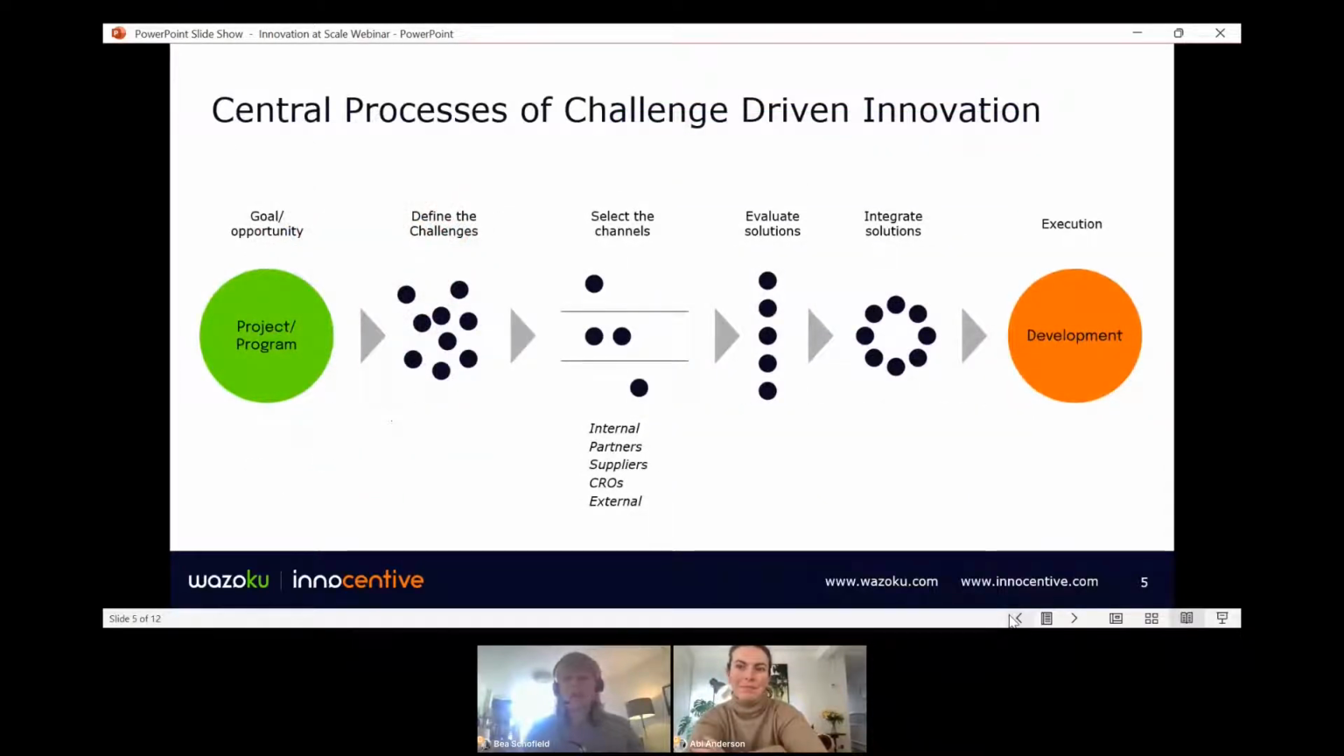And we'll just take you through the process of this, but every time we are running a challenge, it's following exactly the same process, starting off with a specific program, a goal or opportunity aligned to what your organization is trying to do, and breaking that down into specific challenges. So rather than saying, how are we going to become more sustainable?